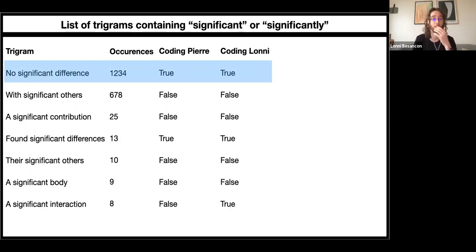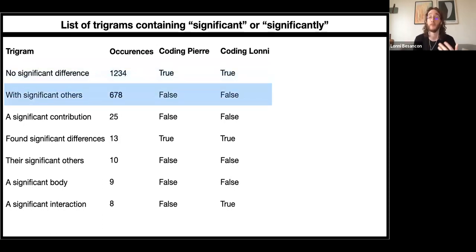So if you take this first example, "no significant difference", it's probably statistical. But in the field of human-computer interaction, you have some people, for instance, talking about apps that you can use to talk with your friends or with your significant other. So in this case, "significant other" is probably not about statistical analysis.